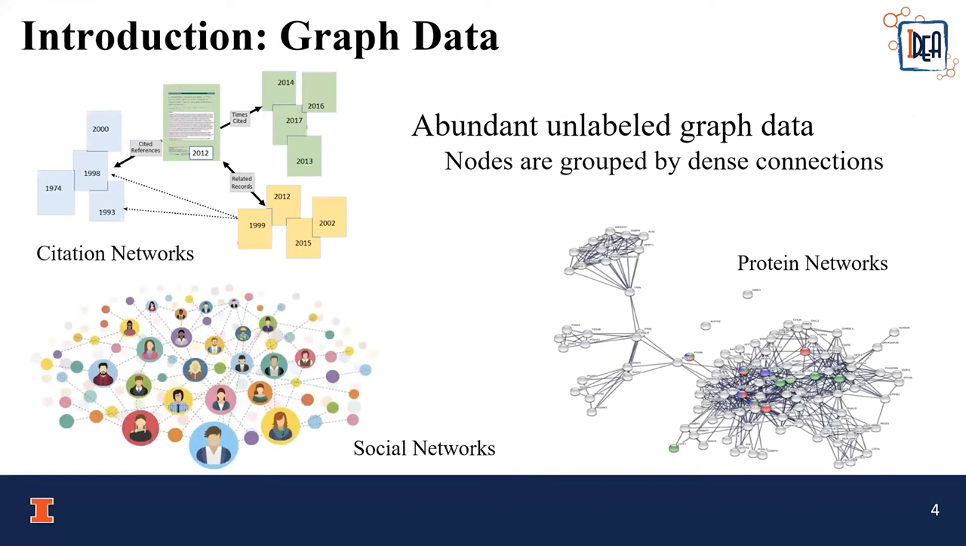As we all know, graph data today are abundant and come in many kinds, for example, statistical networks, social networks, and even protein networks. An important property of this graph data is that they're usually unlabeled and they are usually grouped by dense connections. This kind of group structure is also called communities. This is what we focus on in this project.